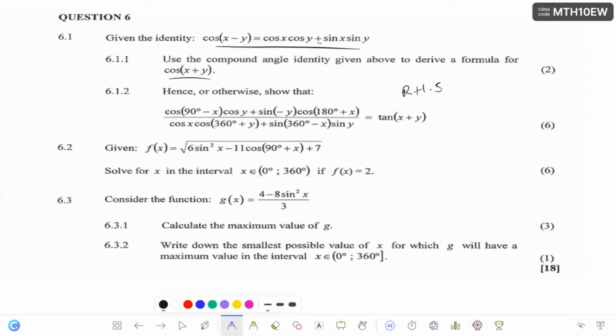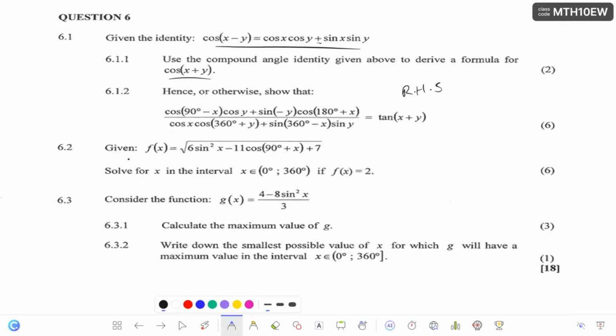So I'm going to stop at question 6. The remaining ones, I think I will find a day, maybe tomorrow, and then finish them. So okay, let's do this one.